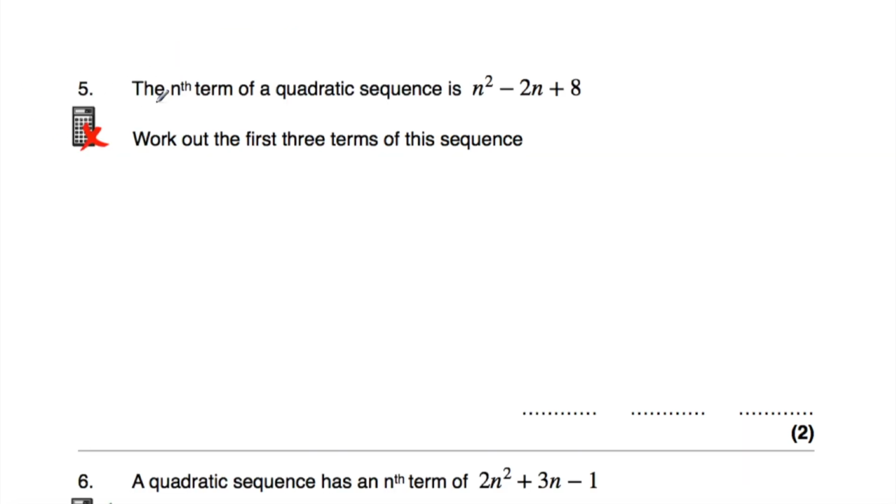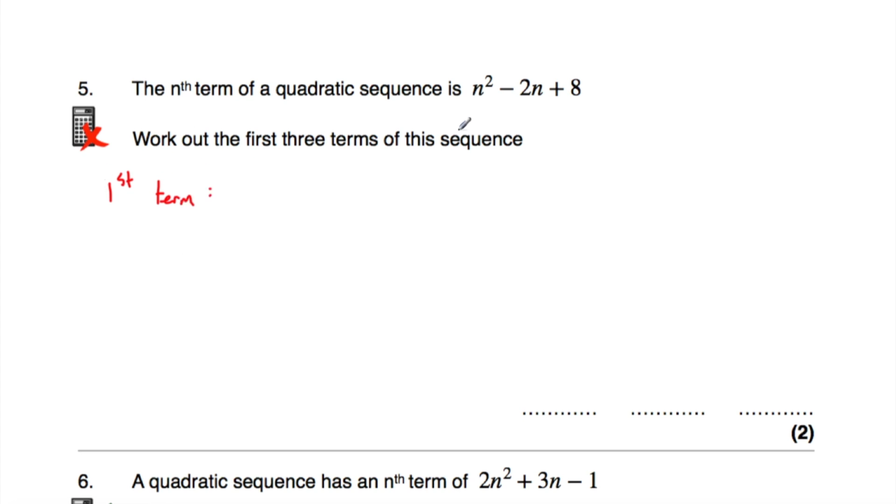Question number 5: we've been given the nth term of a quadratic sequence, n squared subtract 2n plus 8, and we've been asked to work out the first three terms of the sequence. That's quite nice, we just need to substitute n equals 1, n equals 2, and n equals 3, and that would tell us the terms of this quadratic sequence. So let's write down the first term.